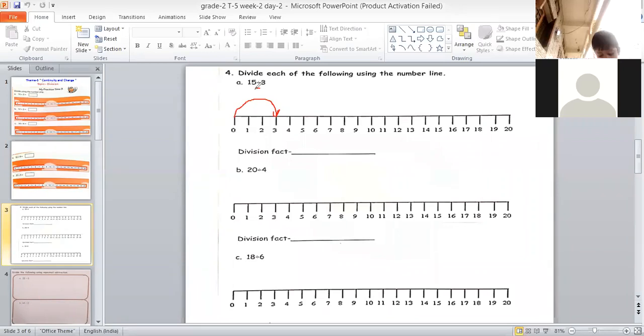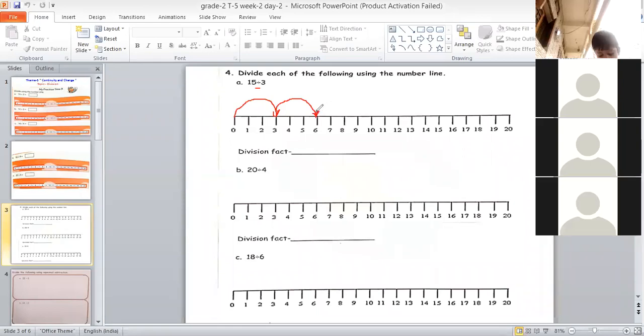Azlan, you tell me what will be the next number? 6. Very good. The next number will be 6. Again, 3 steps forward, you will reach number 6. Kushal, please unmute yourself and tell me what will be the next number after 6. After 6, count forward 3. 9, ma'am. Yes. After 6, if you count forward 3 steps, you will reach number 9.